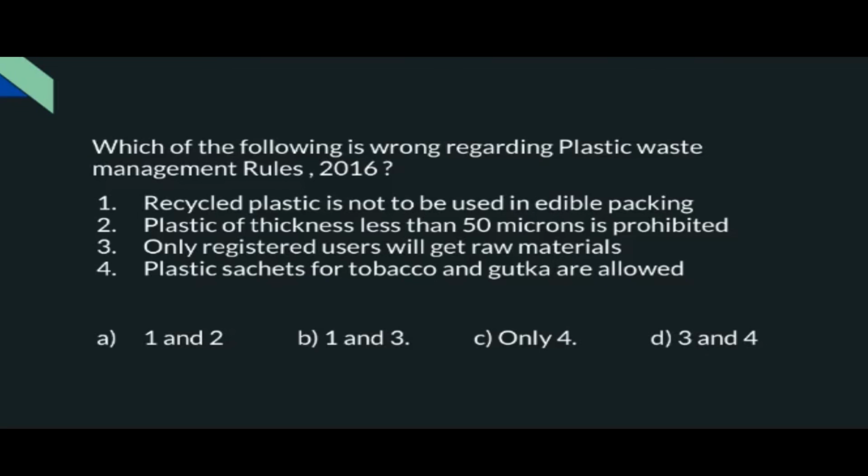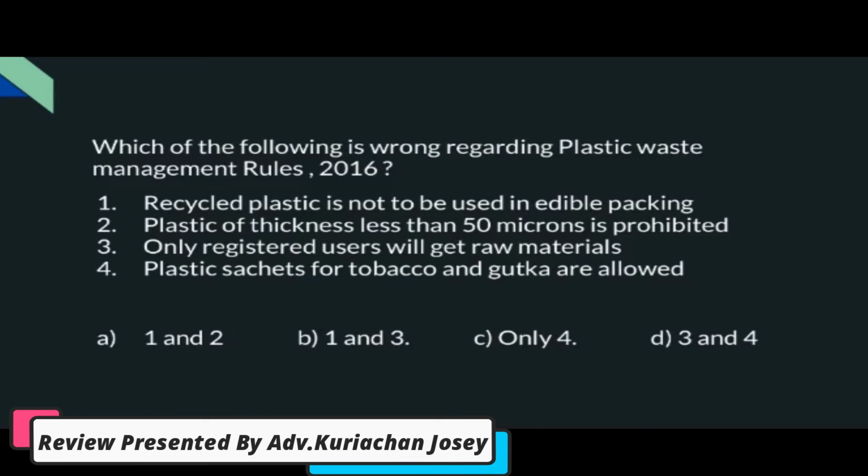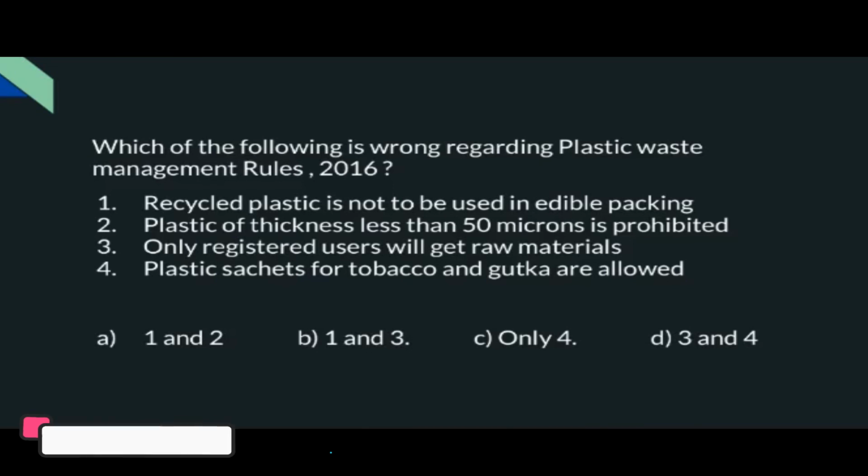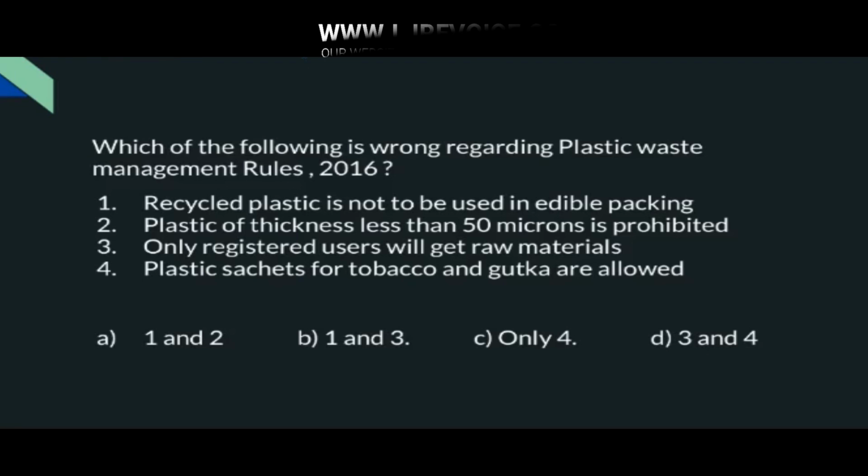Now, there is another question. Which of the following is wrong regarding Plastic Waste Management Rules 2016? First option is recycled plastic is not to be used in edible packing. Plastic of thickness less than 50 microns is prohibited. Only registered users will get raw materials. Plastic sachet for tobacco and gutkha are allowed. So we know that recycled plastic is not to be used in edible packing. That is a true statement. The question is to pick the wrong statement, so the first statement is true.